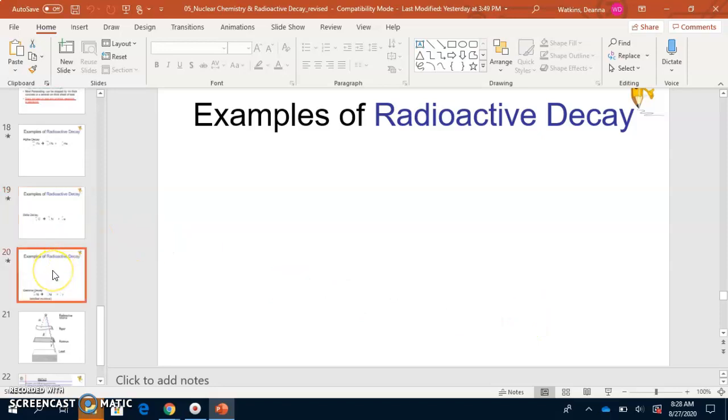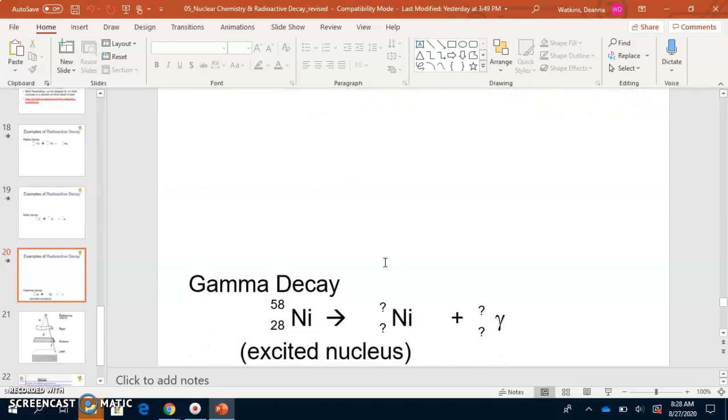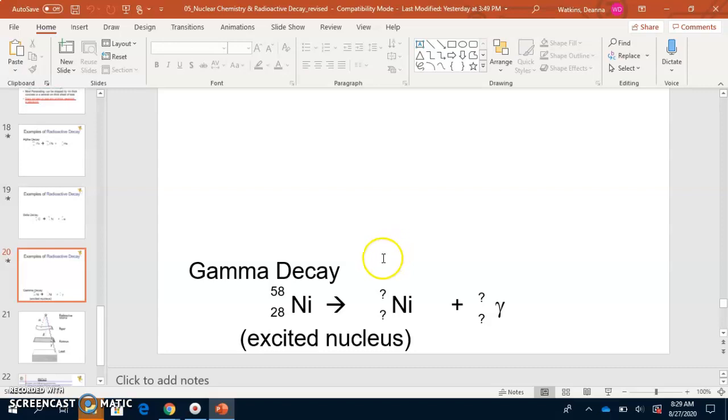The last one that we are going to practice with is gamma decay. Now, gamma decay is very easy to understand because there aren't really any changes. So it does not lose any protons, neutrons, or electrons. It does not gain any protons, neutrons, or electrons. The only thing that it is doing is releasing energy. So when we are doing a gamma problem, we'll notice that the atomic number, which is this bottom number, is not going to change, so that will be 28. And the mass number is also not going to change, so that is going to be 58.